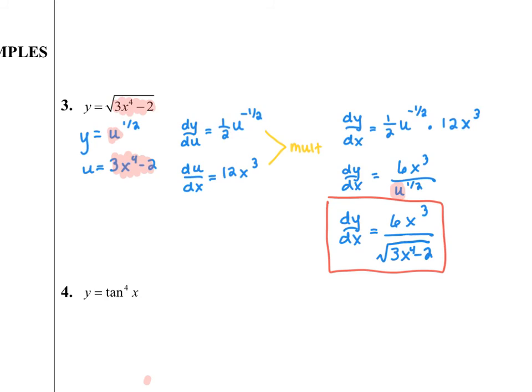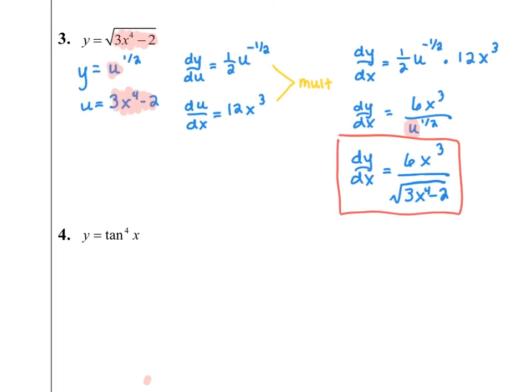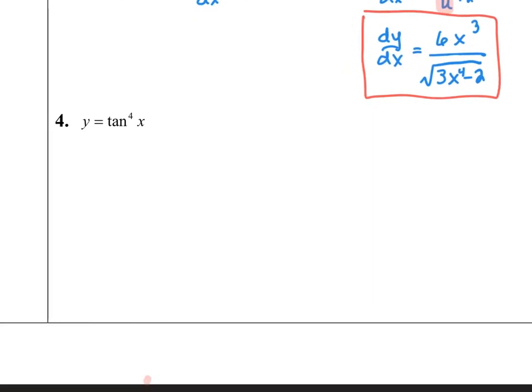And my last one, this y equals tangent to the 4th power of x. Make sure when you have a trig function with a power on it, take the time to rewrite that power on the outside. And when it's written in this form, you really get a sense of that tangent x is your inside function and that 4th power is your outer function. So I identify my inner function as tangent x, my outer function is that tangent being raised to the 4th power. And then I do my derivatives.